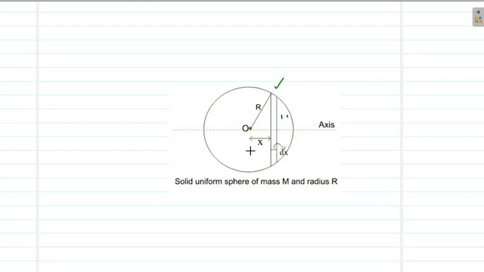Now, what is the mass of this disc? To find that, we will have to find out the volume of this disc. So this disc can be assumed to be of uniform radius, even though this edge is slightly curved. We can assume that if the thickness is very small, this is of uniform radius. And what is the radius of this disc? Let us denote that radius by y.